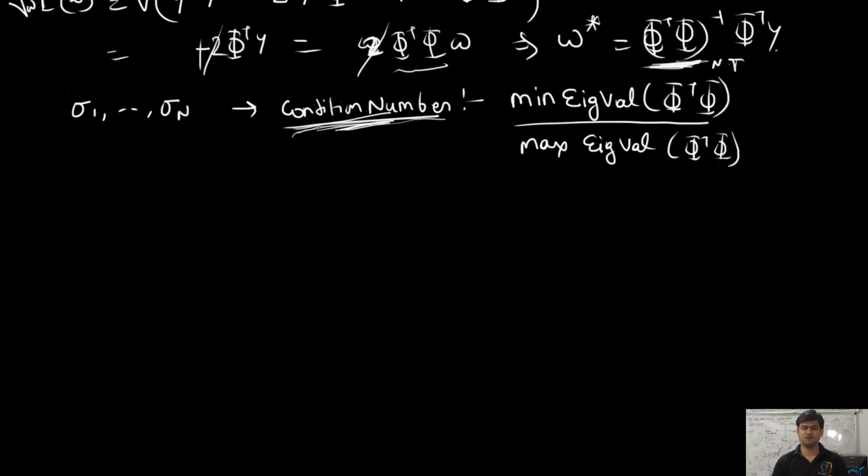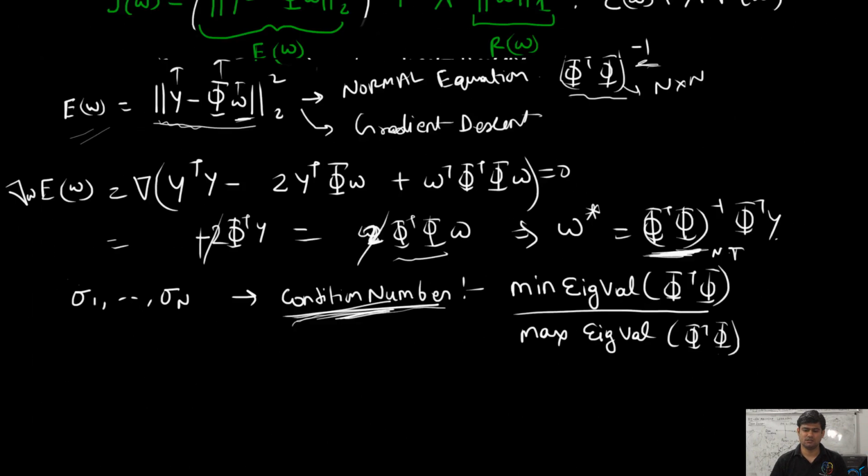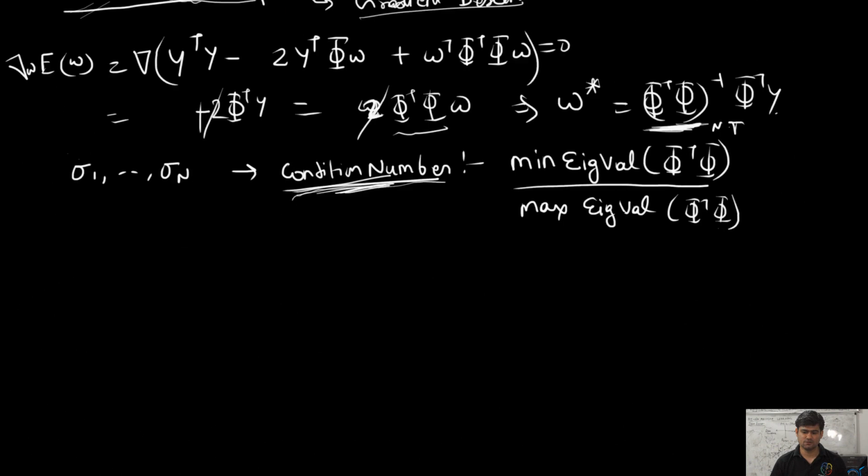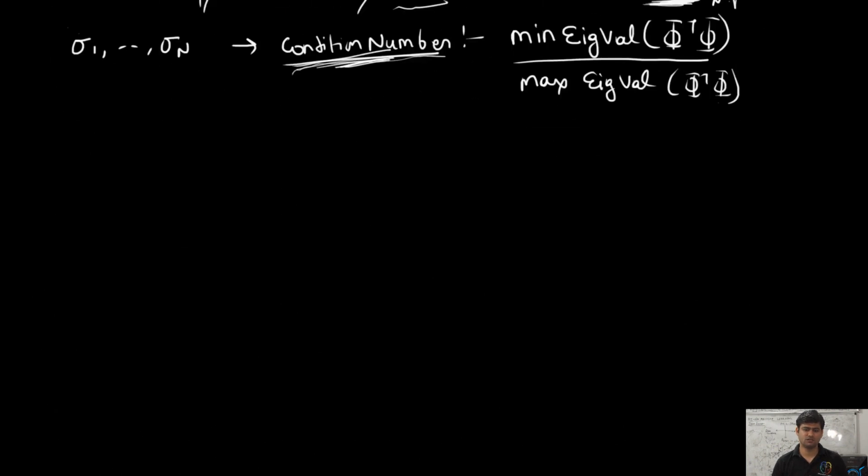So we will now discuss a better algorithm that computes the solution for minimizing this loss function iteratively, that is much better in terms of rate of convergence as compared to the gradient descent algorithm, and also doesn't require inverting any matrix like the matrix phi transpose times phi. This is known as Landweber iteration, and we'll arrive at that solution using the majorization minimization algorithm. So let's see how we can do that.